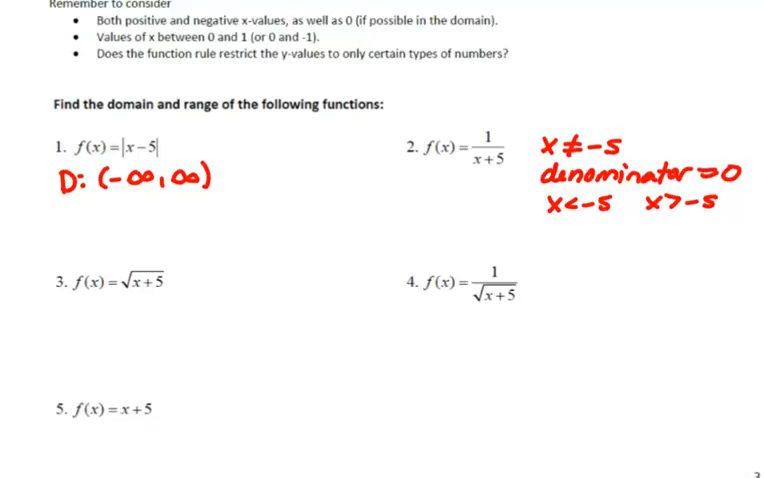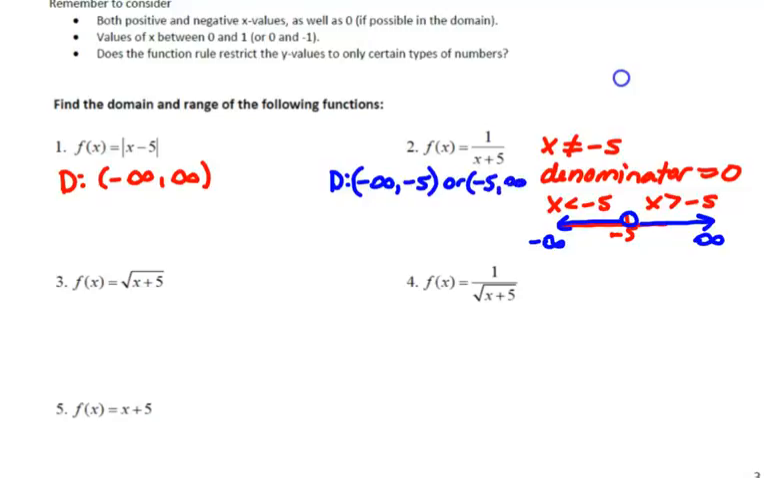So the way I write that, if we were to look at a number line, here's negative 5 on my number line. Not allowed to use that, but I could use anything less than that, and I could use anything greater than that. Think of this as negative infinity, and this is positive infinity. So I'm going to write two inequalities, one from negative infinity to negative 5, and then one from negative 5 to positive infinity. So my domain here is negative infinity to negative 5, not including negative 5, so no square bracket, or negative 5 to infinity.